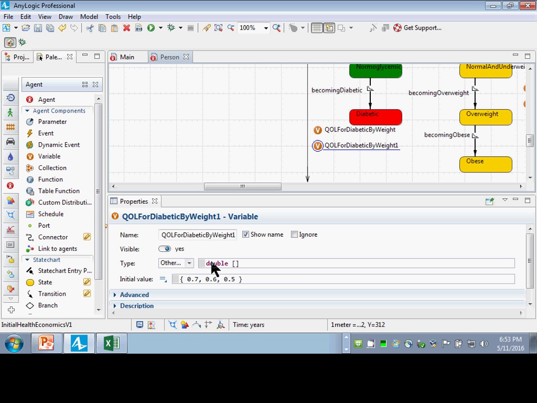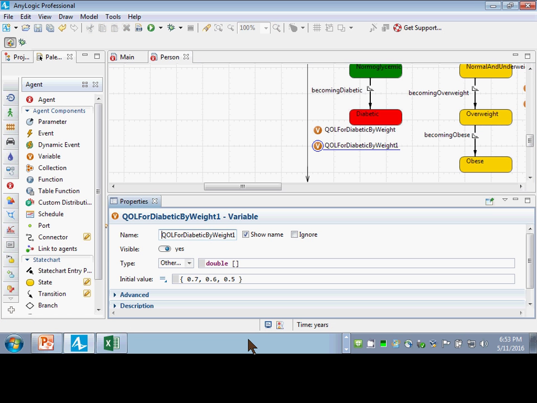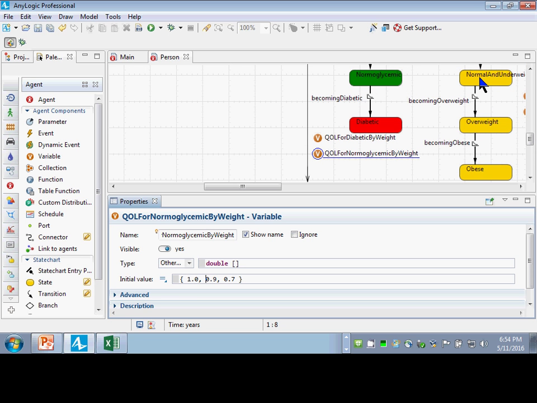Okay. So this would be quality of life for normal glycemic by weight. And this one is going to be very similar in its overall features, but it's going to be 1.0, 0.9, and 0.7. So the idea here is we're specifying two vectors. One vector gives the quality of life for different levels of weight if someone's normal glycemic. The other gives quality of life for different levels of weight if someone's diabetic.